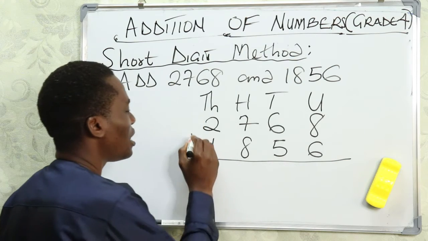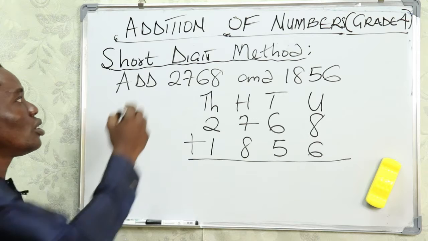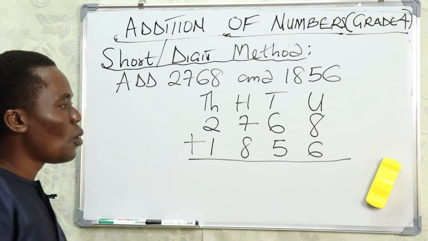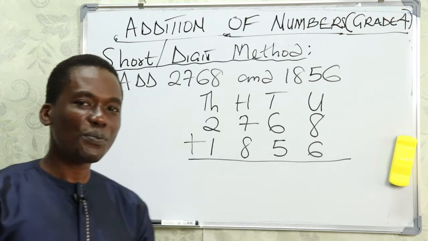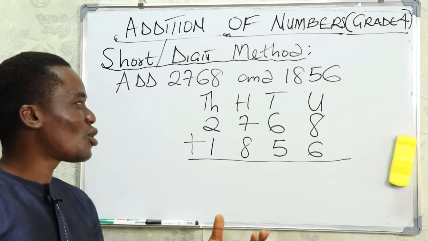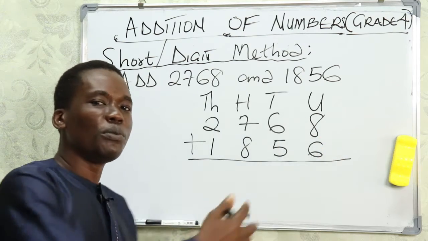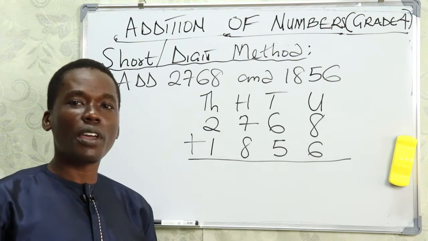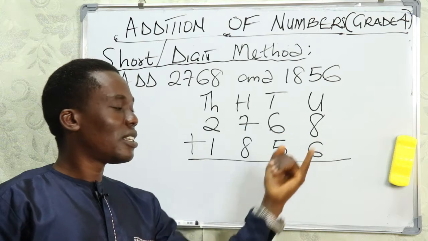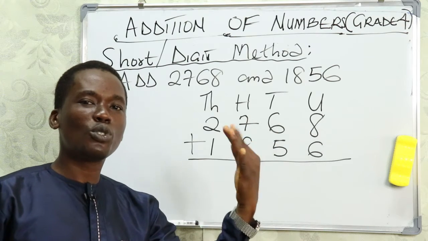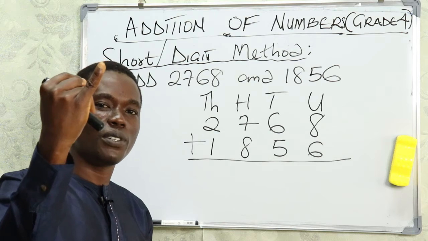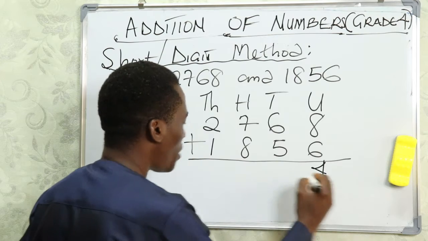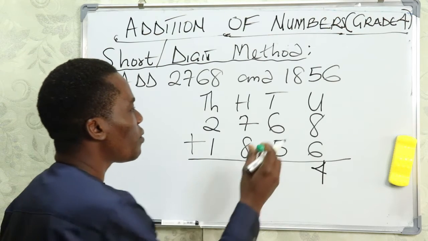Then you do what? You add them. And that is why we call this method the short or what? Or digit what? Method. Now when you add them, we are going to go about the addition. That is why it's the short method. Now let's go. You're going to start your addition from the what? From the right hand side. Now 8 plus 6, you have 8, 9, 10, 11, 12, 13, and what? And 14. That means 8 plus 6 will give you what? 14. You know what you do? You write 4, and then you what? You carry over 1.